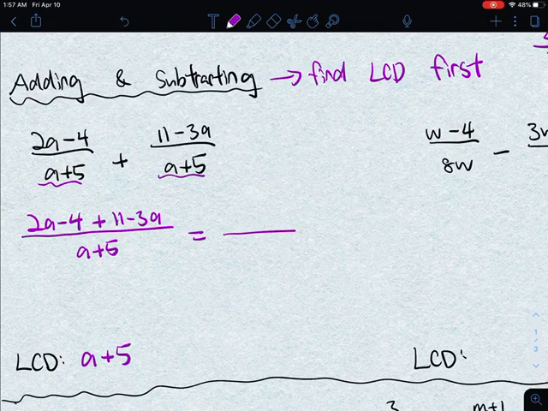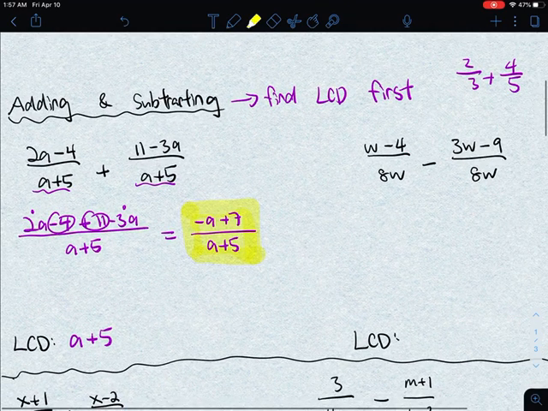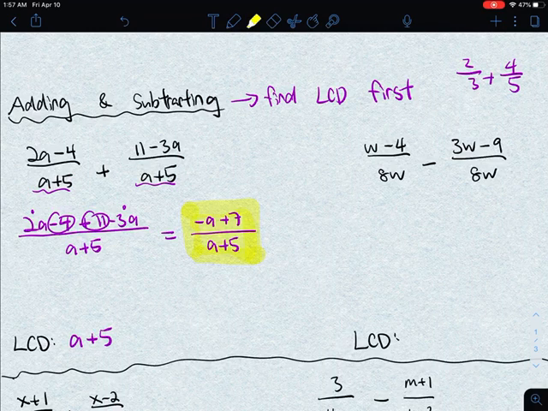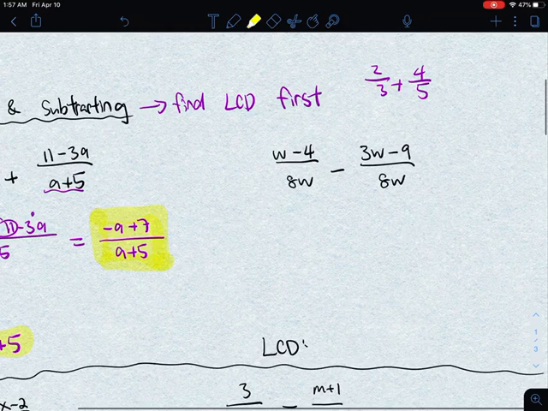Okay, and now what I can do is combine like terms on top. 2a minus 3a over here and here, that's negative a. And then over here, plus 7, minus 4, plus 11, and then it's all over a plus 5. Okay, and once we're at this step, we are good to go. We've simplified from 2 fractions into 1 fraction, which is how we're going to add and subtract rational expressions.